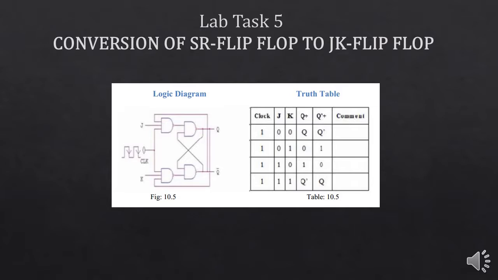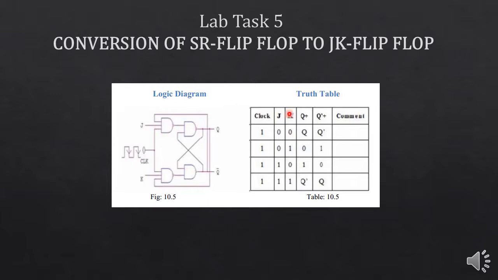In task number 5, we have to convert the SF flip-flop to JK flip-flop. The issue of having an invalid state when both the inputs are high can be resolved by using this JK flip-flop. The SF flip-flop can be converted to JK flip-flop by using this circuit. Here you can see the output Q is connected to the second AND gate, and the Q bar is connected to the first AND gate of the SR flip-flop.